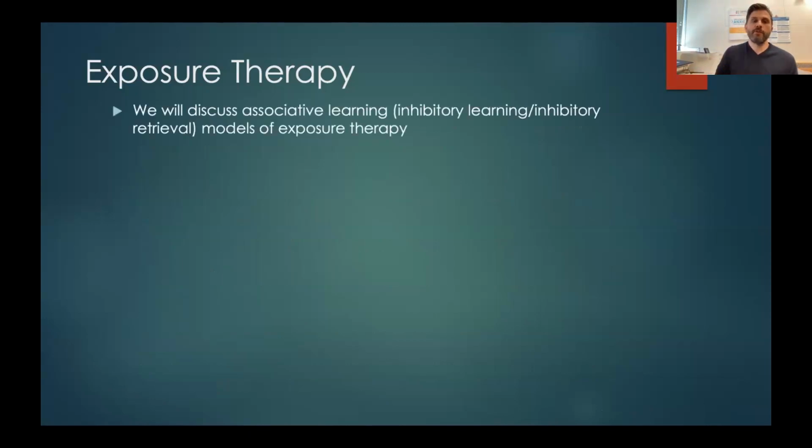So we're going to be focusing on an associative learning model. And for those of you familiar with the writing coming out of our group at UCLA, Michelle's group, we originally termed it inhibitory learning approach. We've now revised that for various reasons to call it an inhibitory retrieval model of exposure therapy.